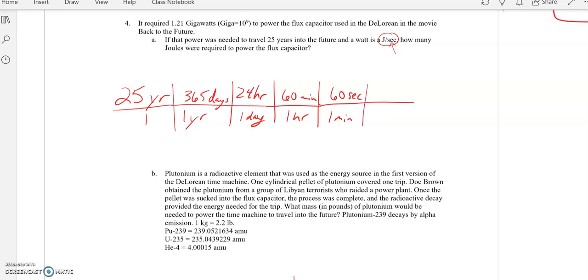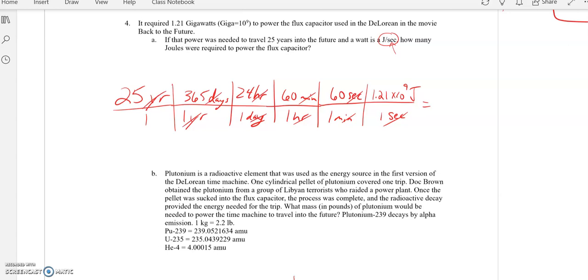From there, we can use our conversion factor with watts, that there are 1.21 times 10 to the 9th joules every second being used by this flux capacitor, or 1.21 times 10 to the 9th watts, a watt being a joule per second. So 1.21 times 10 to the 9th joules per second. That is going to leave joules as our only unit uncancelled out.